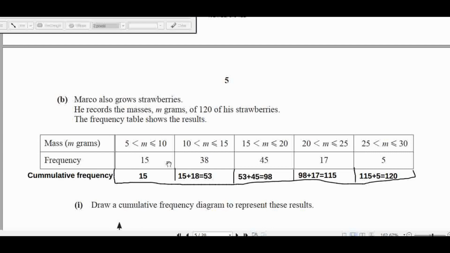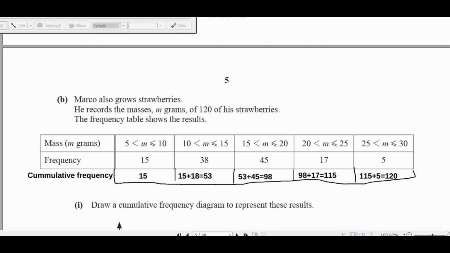This is also group data. The number of strawberries with mass greater than 5 and less than or equal to 10 grams is 15. 10 to 15 grams is 38. The number of strawberries with mass of 15 to 20 grams is 45, and the number with mass of 20 to 25 grams is 17, whereas the number with mass of 25 to 30 grams is 5.